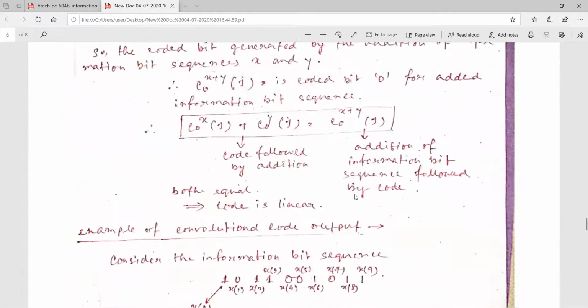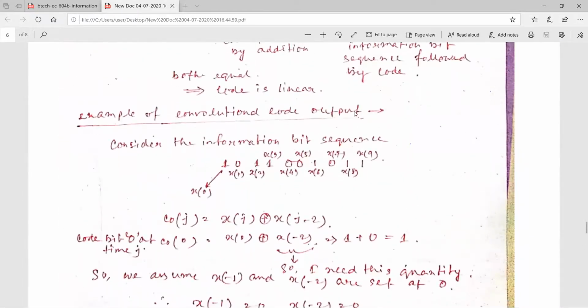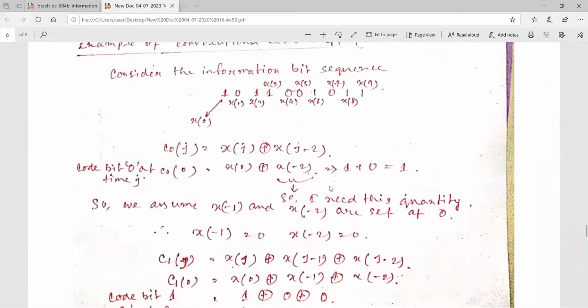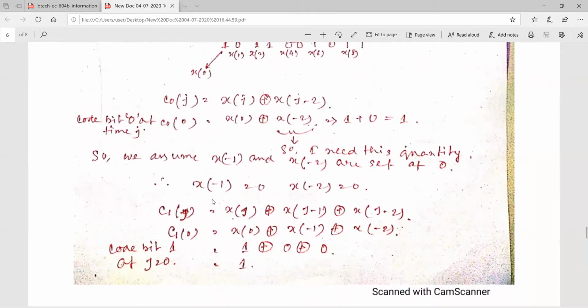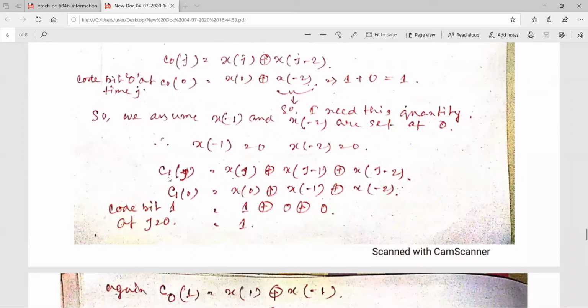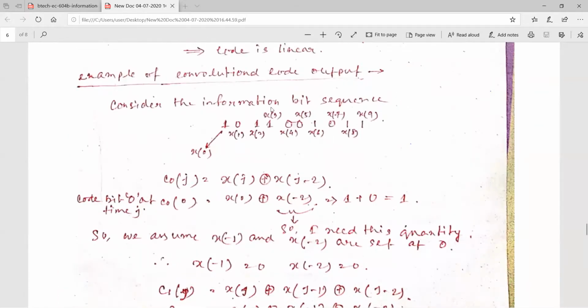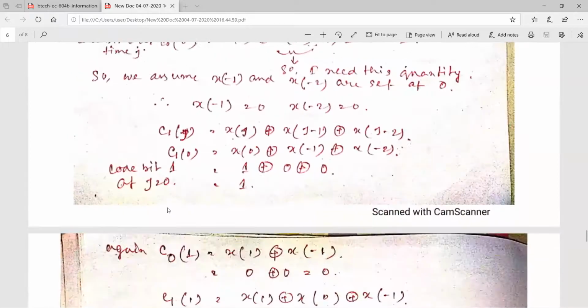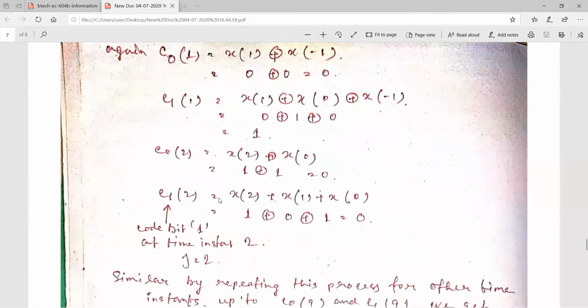So this is the process to generate the output. Example of the convolutional code output. You are given an information bit sequence, then C0 and C1. You have to calculate C0j for the j instant, and j is starting from 0 to 9 for this example only. Again, you have to calculate C1j. So for one information bit sequence, you have to calculate two code bits, for 0 and 1 respectively. And this is the process.